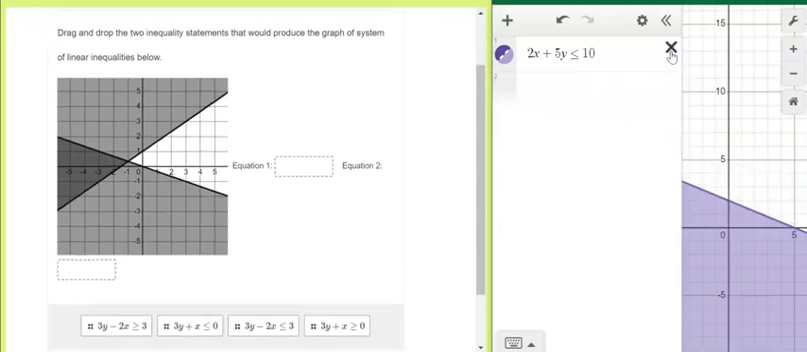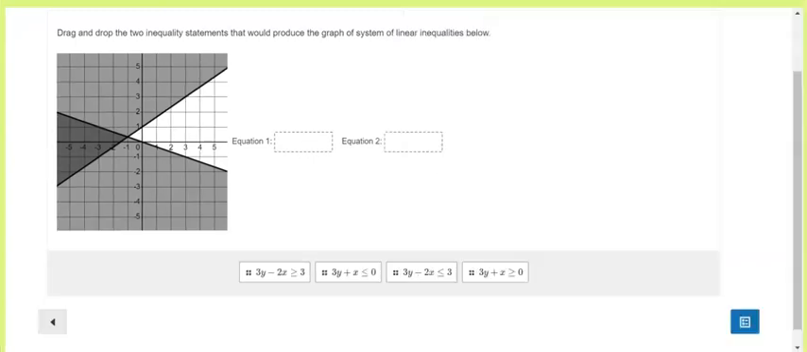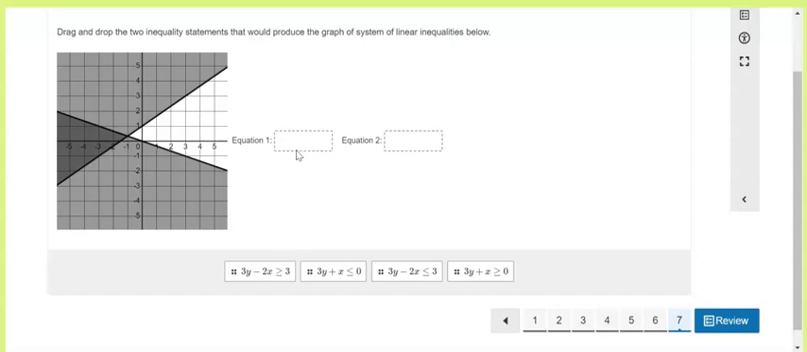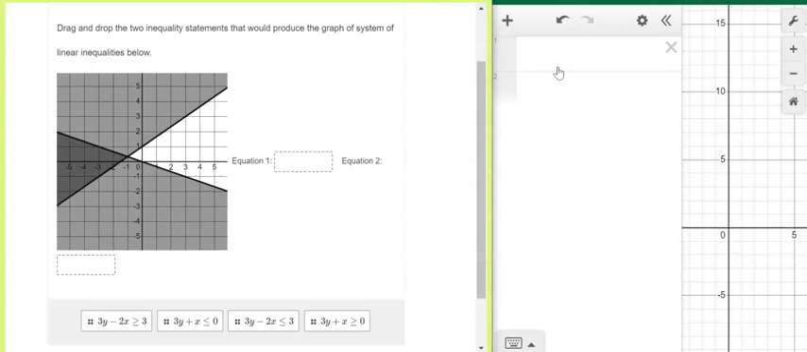Okay. This one, we need to select 2 equations right here. Let me make it full screen so you can see how it looks. So we need to drag and drop 2 equations that match this graph right here, where their solutions are like this. So what I can do here in Desmos is I'll graph each one and try to match it on each of the graphs there, and pick the combination.